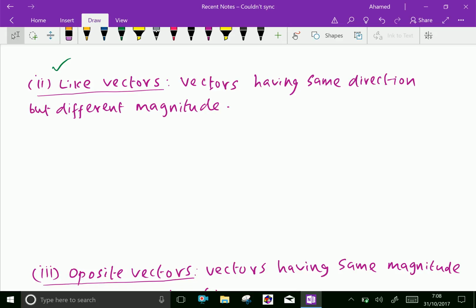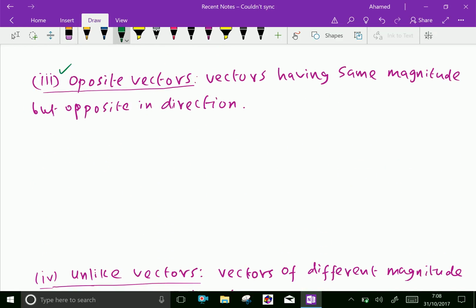Next one, like vectors. Vectors having the same direction but different magnitude. Consider this line and consider another line. Here both directions are the same, but the quantity of the first is greater than the second, so this type of vectors is called like vectors.